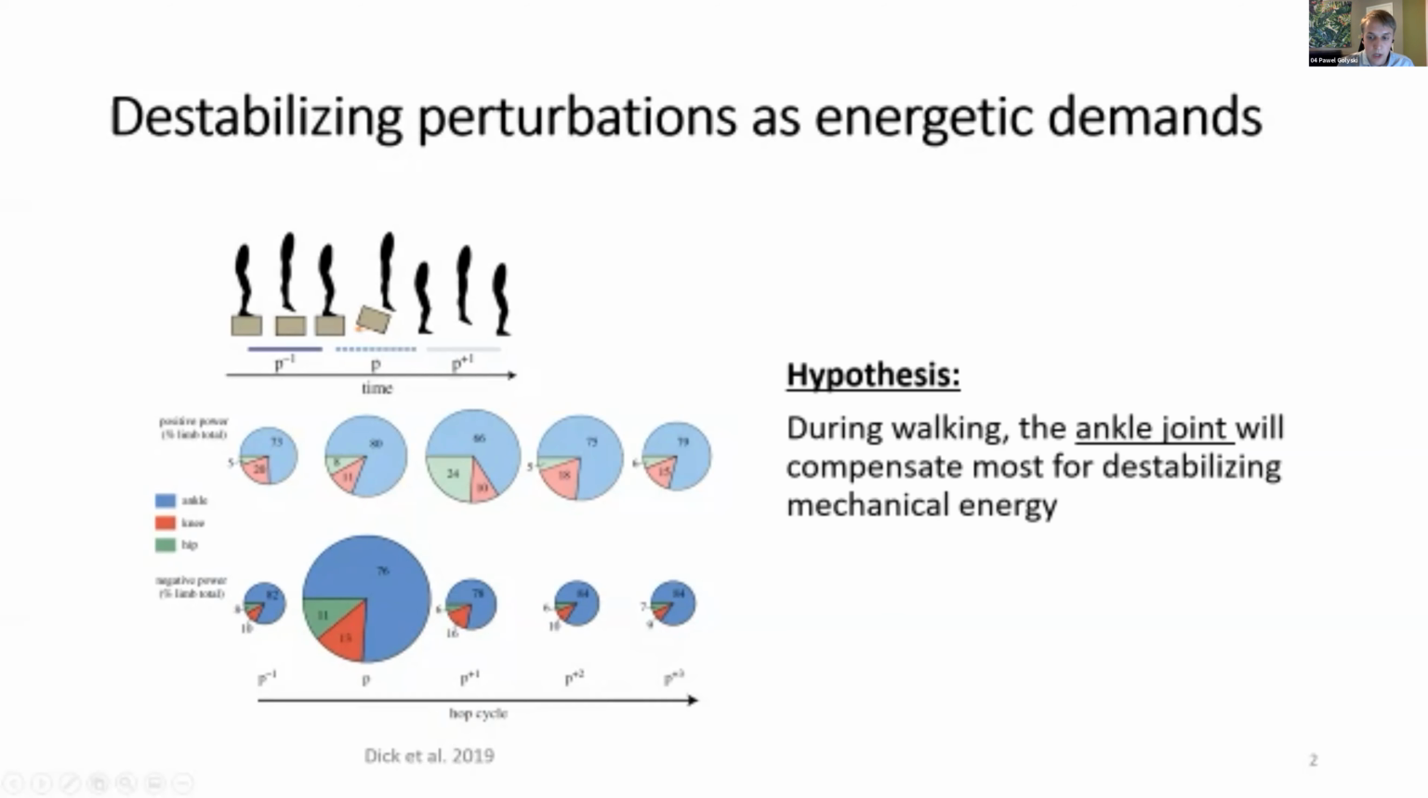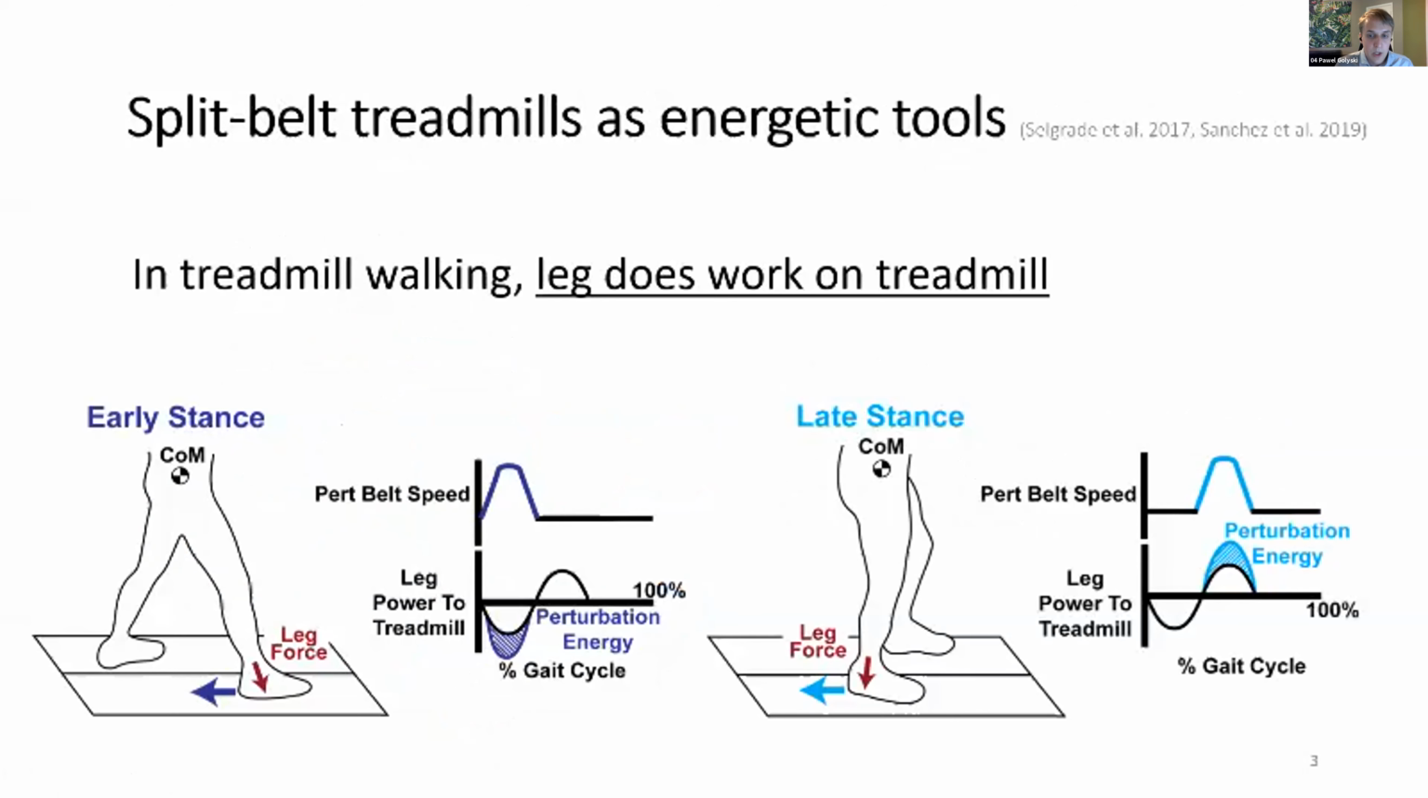Based on this behavior, we hypothesized that the ankle joint will also compensate most for destabilizing energy during walking. To address this hypothesis, we leveraged the fact that split belt treadmills can be used as energetic tools. Specifically, since during treadmill walking, the legs perform mechanical work on the moving treadmill belts, by changing belt speeds, we can alter the mechanical energetics of the legs.